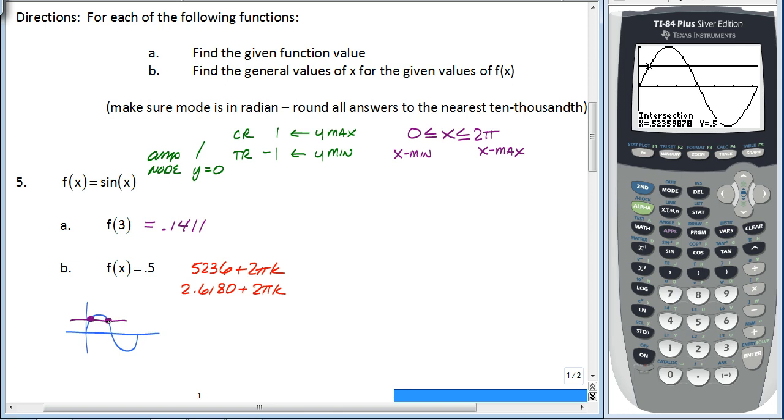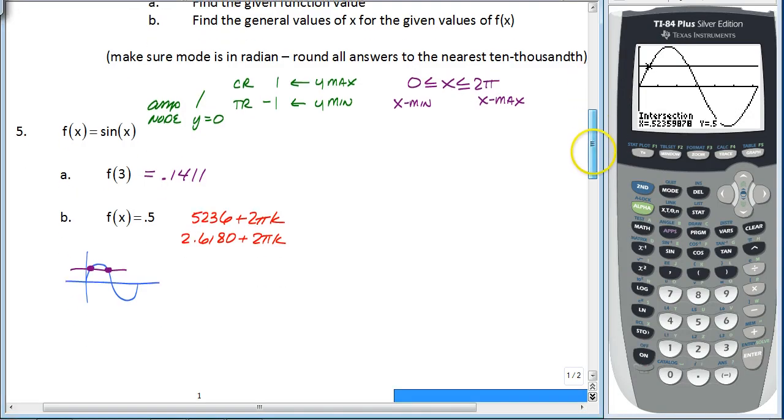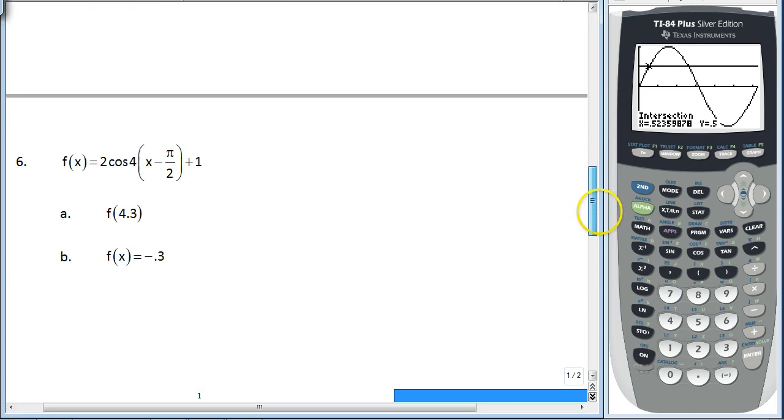But a little bit of pre-work again. You've got to do your crest and your trough. You've got to have your X-min and your X-max, because if you don't have that set up in your calculator, you might see 4, 6, 8 different intersections. You need to know which 2 to pick, and it's got to be based on your start and stop and your crest and trough. Okay? So, let's move on to the next example.